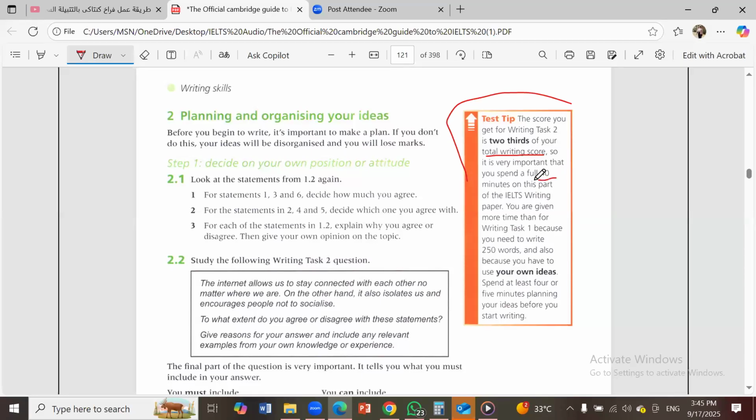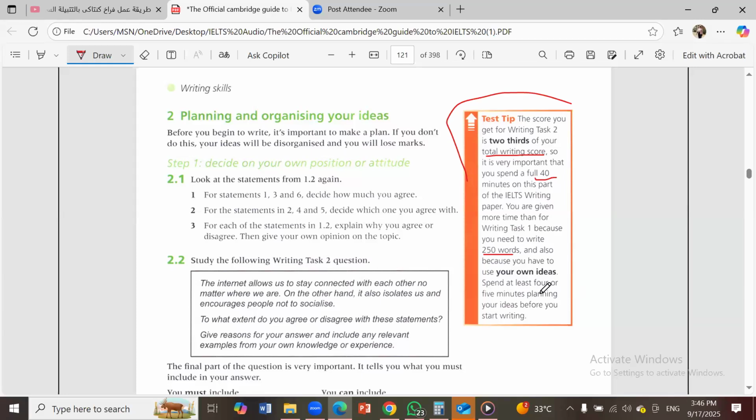That takes 40 minutes, while the first one takes how much time? 20 minutes, great. You're given more time than for writing task 1 because you need to write 250 words. You have to use your own ideas. Now he is helping you, but in the test, just memorize these words to help yourself because there's no help in the test.